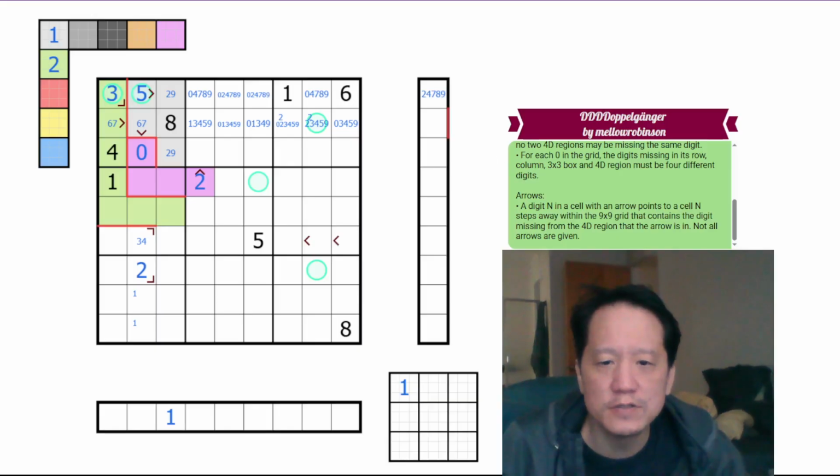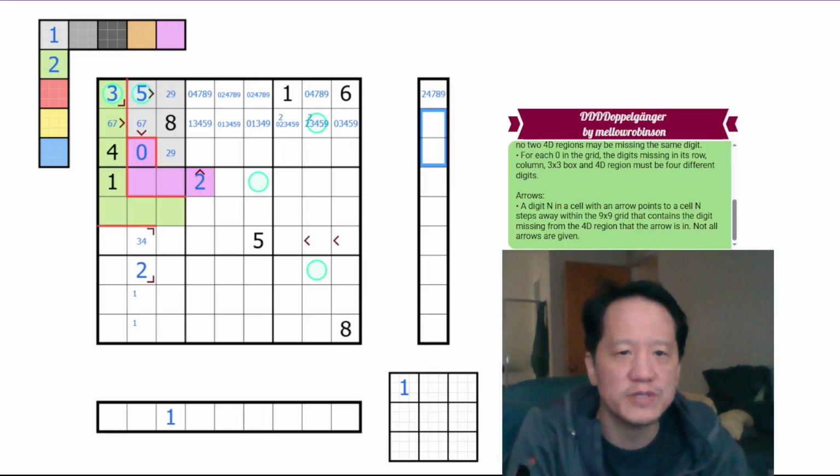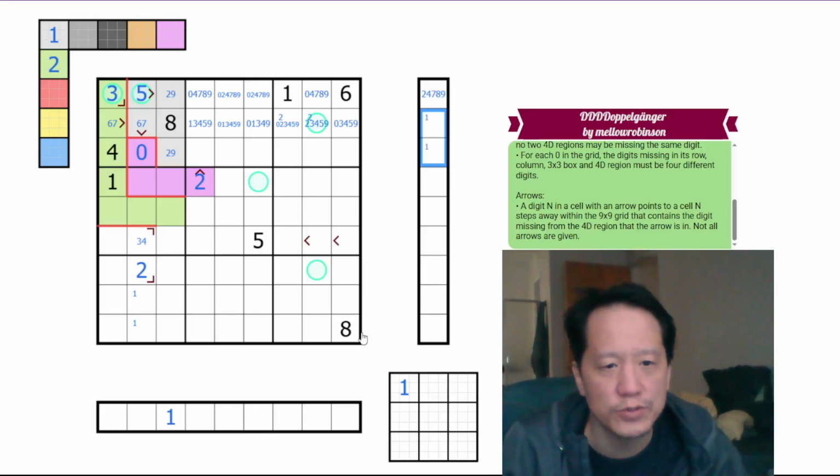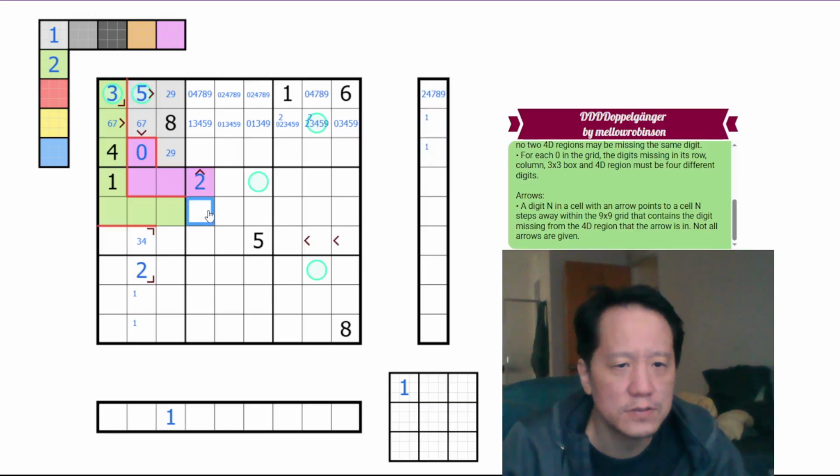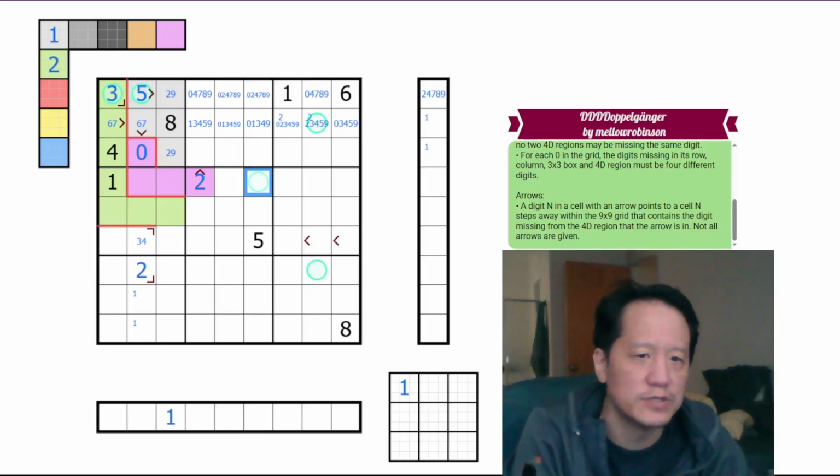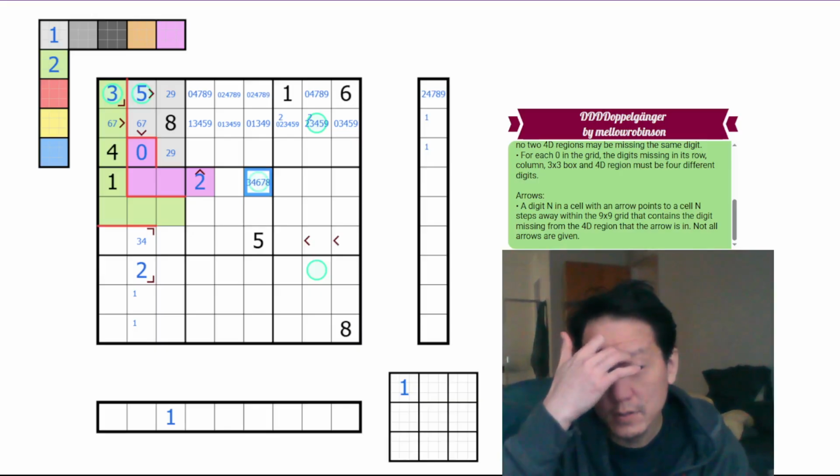So one of these is a 1. That's missing in rows 1 and 2, or 2 and 3. And it could be 1, 2. It could go 1, 2. So we don't know this is 3, 4, or 6. This could still be 3, 4, 6, 7, 8, maybe.